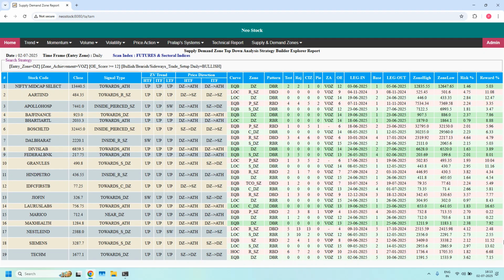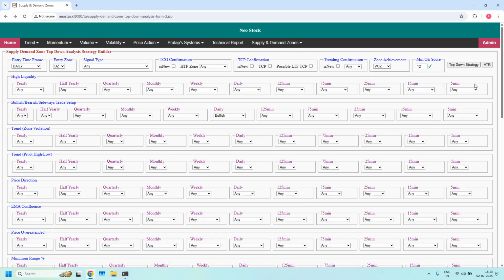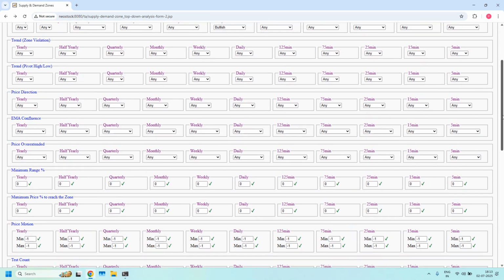Out of these 19 daily demand zones, how many have a higher probability of success? That we will filter based on different zone confluence and then EMA confluence strategies. So first filter is the LTF and ITF demand zone confluence. That is nothing but daily and weekly demand zone confluence. Let's apply that filter on those 19 stocks.